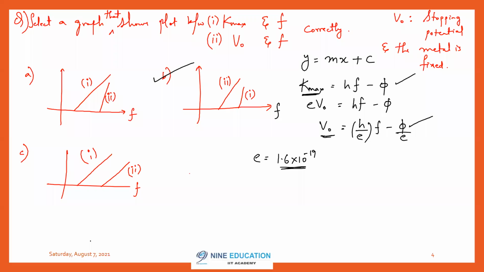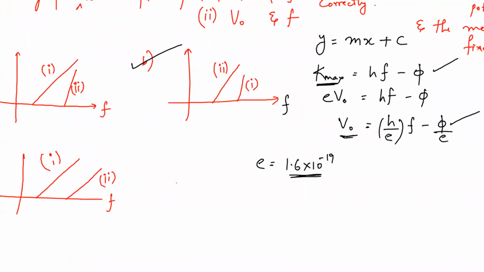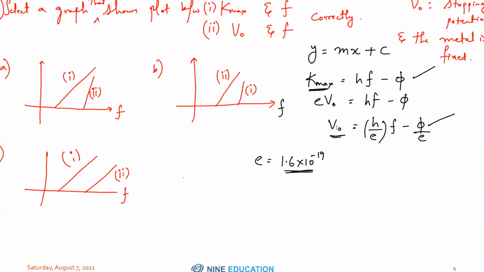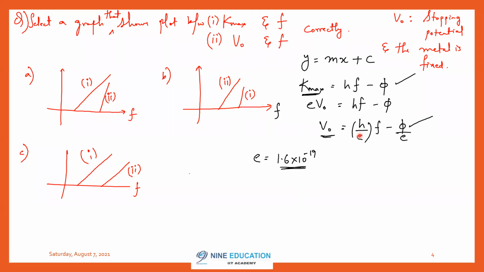Did I make any mistake? Just a second. Which should have greater slope? Tell me. E is less than 1, so H by E should have greater slope. H by E should have greater slope, that means V naught should have greater slope. V naught corresponds to graph 2. Graph 2 should have greater slope. Graph 1 should have less slope. Option A is correct. Did you understand this question?